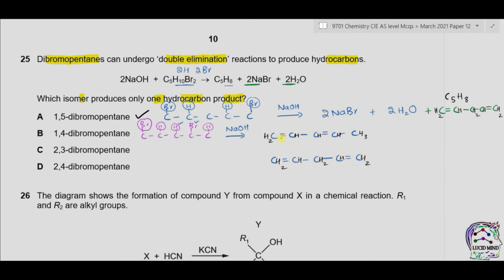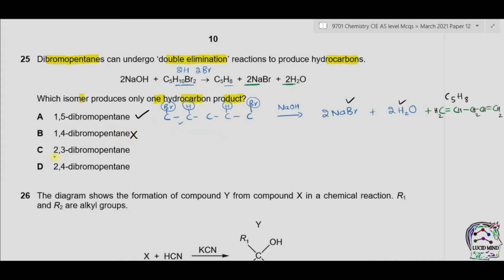In the first hydrocarbon product we have a double bond on the first and third carbon atom, while in the second hydrocarbon product the double bond is on the first and fourth carbon. Other products are NaBr and H2O. Now as we can see that two hydrocarbon products are formed, so therefore B is incorrect.